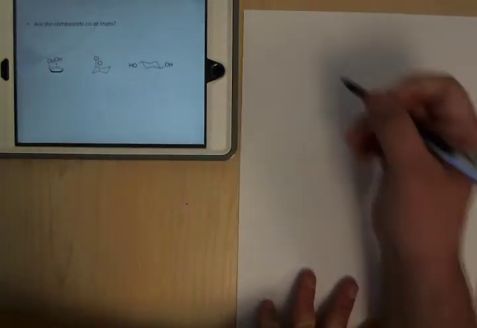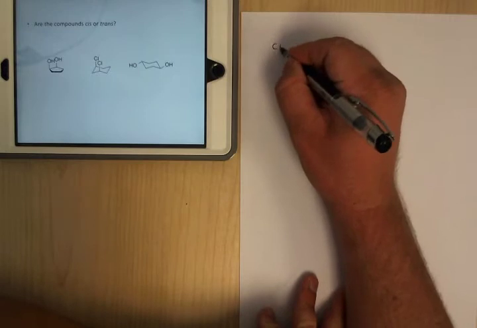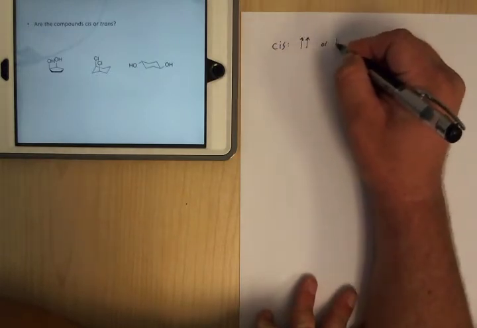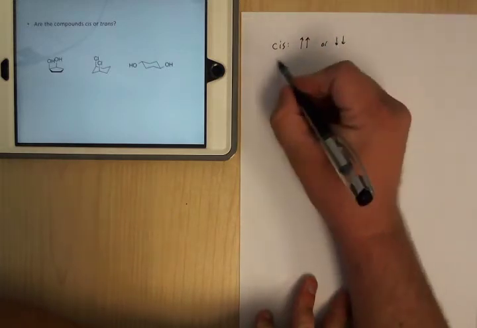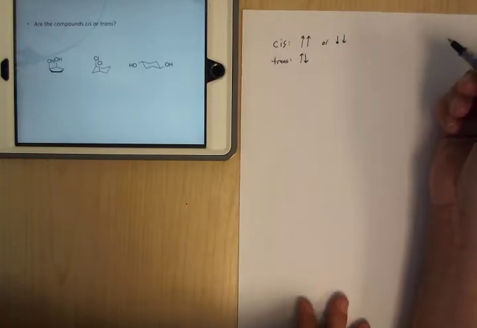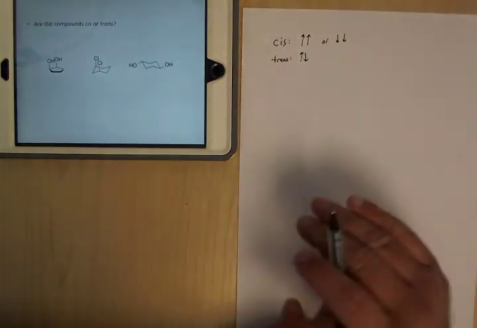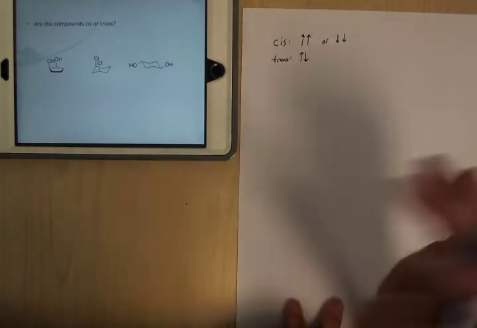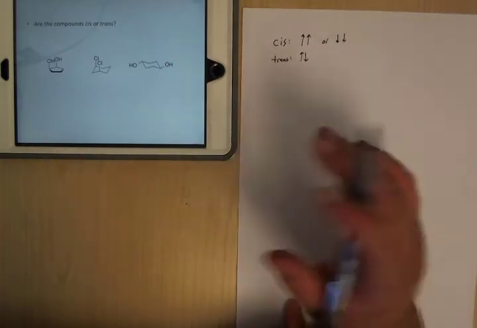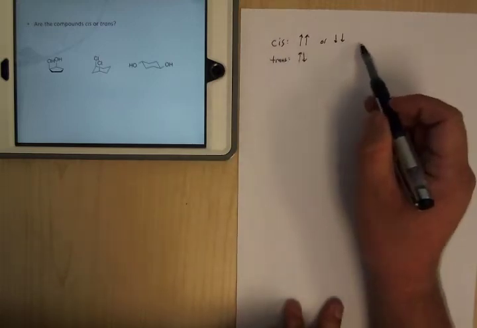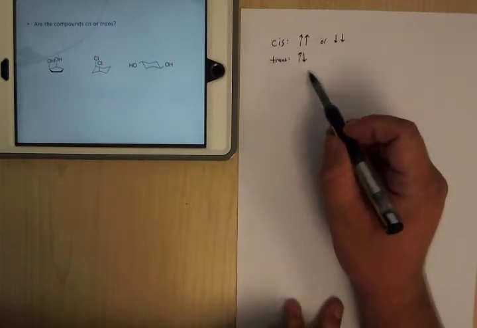Okay, cis and trans. So what's cis? That means that both groups have to be going up or both going down. So for trans, you have to have 1 up and 1 down. It doesn't matter about equatorial, axial, that sort of stuff. Cis and trans are 2 different things from axial and equatorial. Cis is always up, up, or down, down. Trans is 1 up, 1 down.